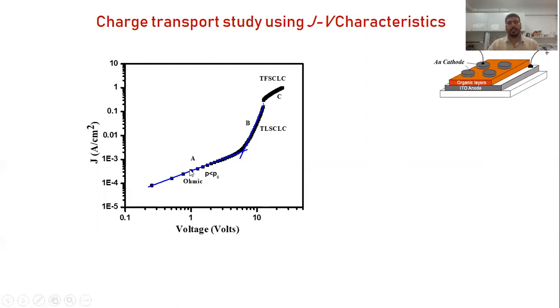And suppose in the A region, the slope is near about 1. And in the B region, when the slope is more than 2, we call that trap limited. And when the slope is near to 2 or exactly 2, that is called the trap-free SCLC region.